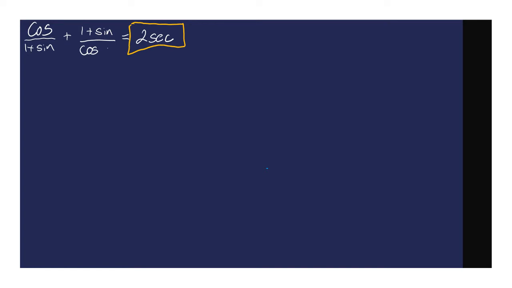So the first thing that I'm going to do is I'm going to give them common denominators. So I've got cosine over 1 plus sine, I'm going to leave a little bit of space, plus 1 plus sine over cosine. And the first term, I need to multiply it by cosine over cosine. The second term, I need to multiply by 1 plus sine, top and bottom.